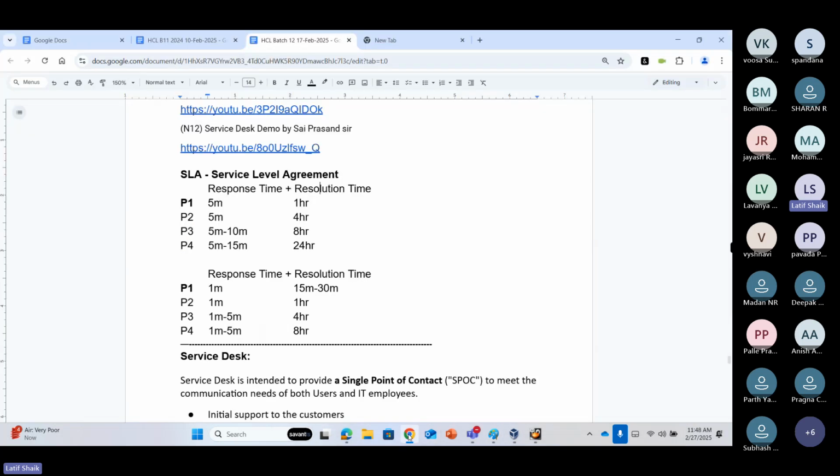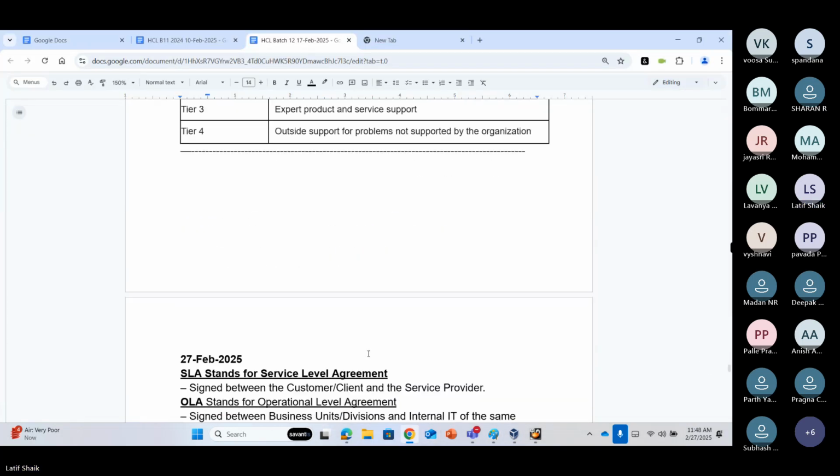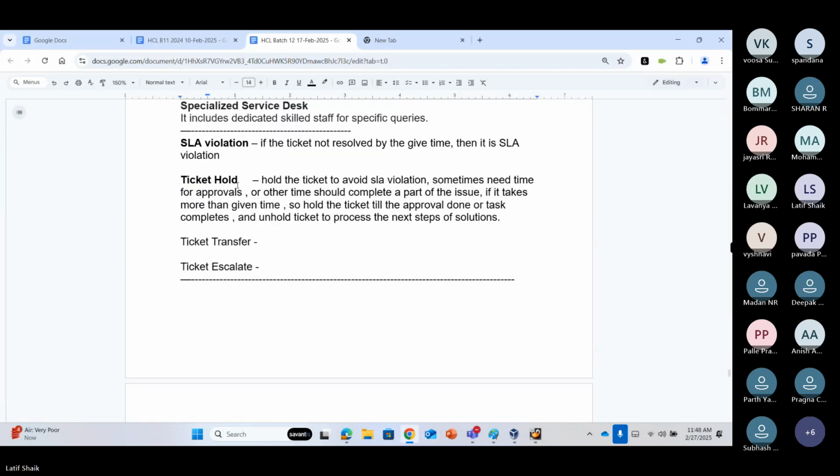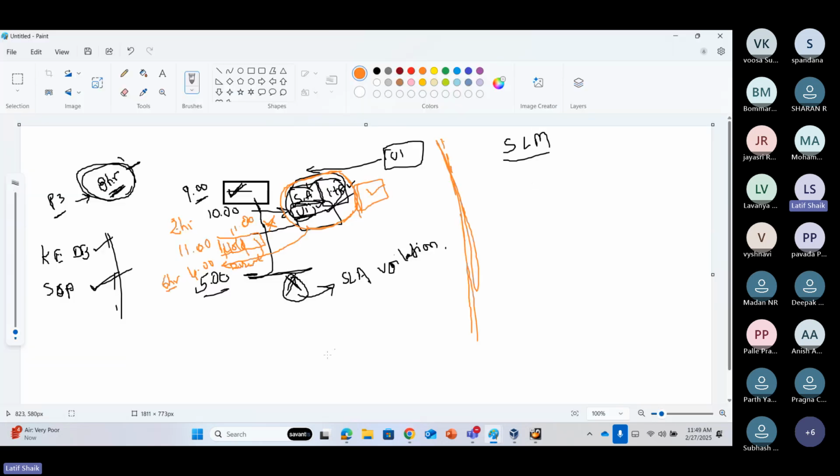And 2 more points are there. One is ticket holding, ticket transfer, and escalation. Transfer, ticket transfer.